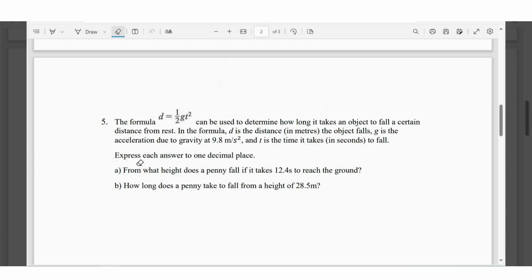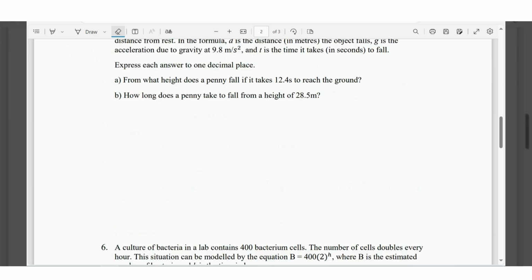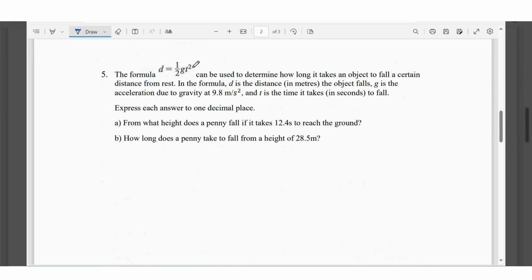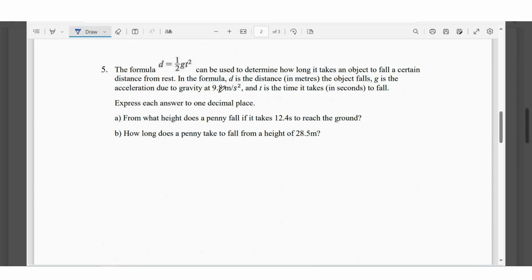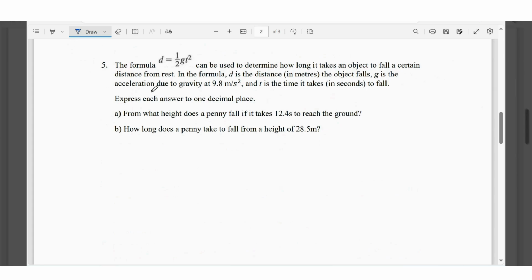Let's do the next two. I think I've got 2 more. Yeah, 2 more. So the next two, the formula D equals a half times G times T squared can be used to determine how long it takes an object to fall a certain distance from rest. In the formula, D is the distance in meters the object falls, G is the acceleration due to gravity, so 9.8 meters per second squared, and T is the time it takes in seconds to fall. This is, I feel like, a very physics type question. So express each answer to one decimal place.